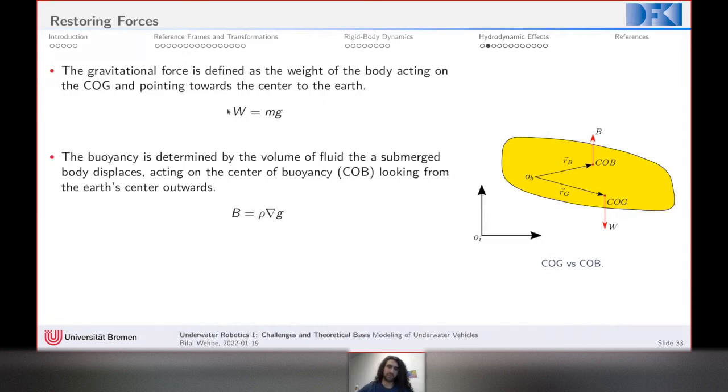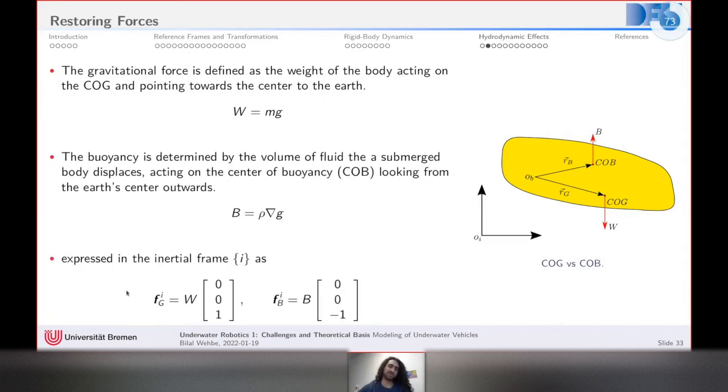Exactly. So now, as I just mentioned, since these forces are always in the inertial frame, we're going to express them as the following. So Fg in the inertial frame is just the weight, which can be assumed to be a fixed value, multiplying the vector 0, 0, 1 in the inertial frame. It's always along z, pointing down. And as we remember, we are using the frame north-east-down, so positive z is downwards.